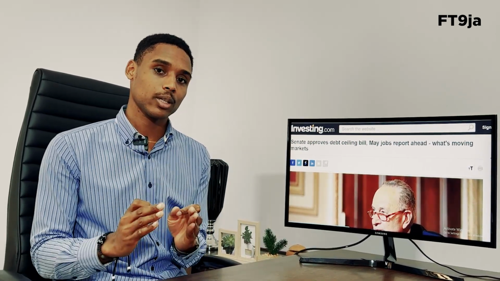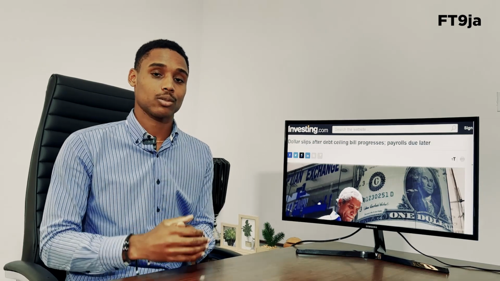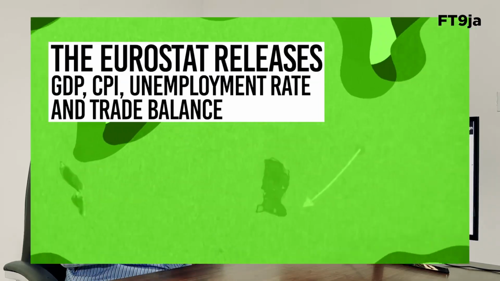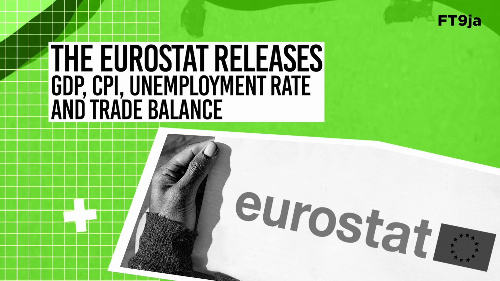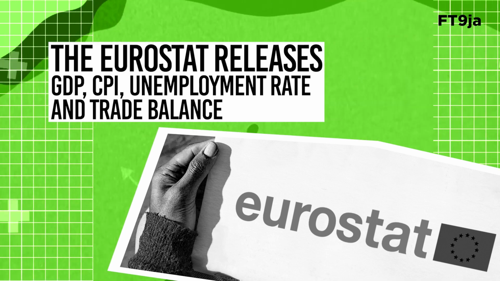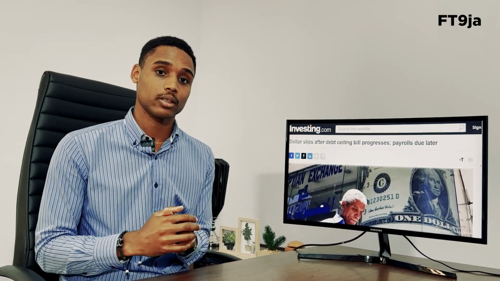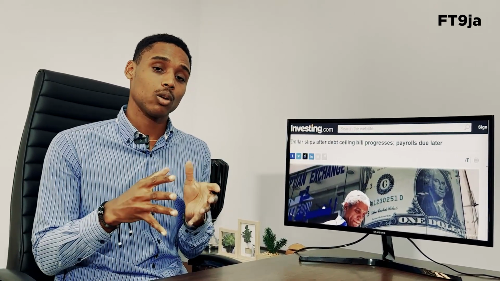Now, when you're valuing the euro pound, you have to look at the economic data concerning both of those regions. They're indicators. For the Eurozone, you have the Eurostat. The Eurostat releases the GDP, CPI, unemployment rates, etc., all on the first day of the month.